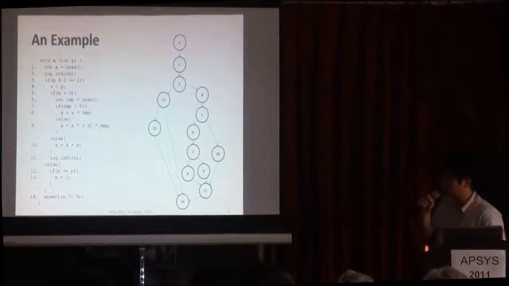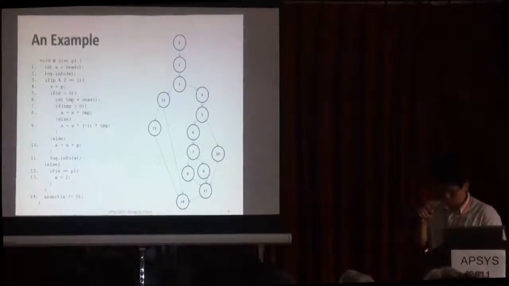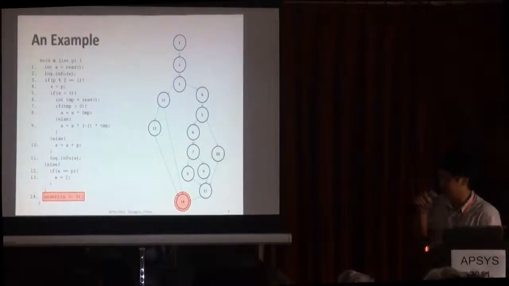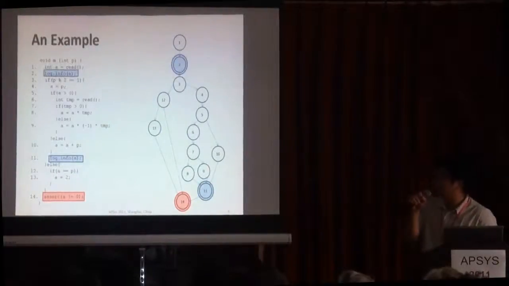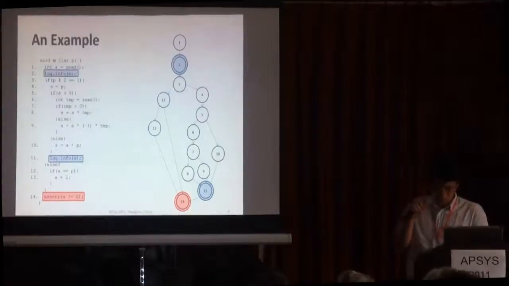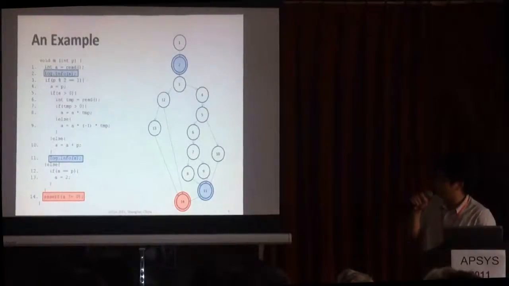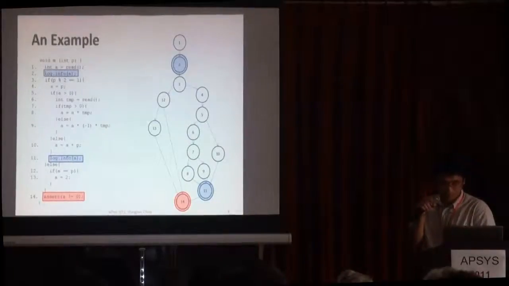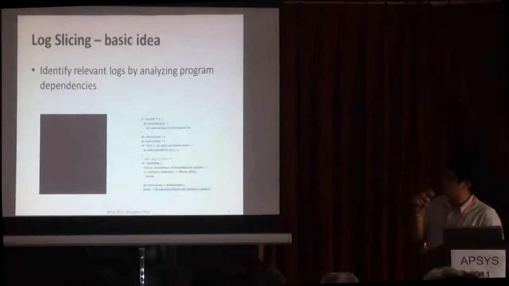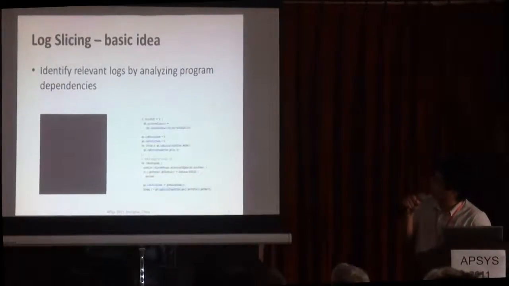Here is an example program. Please do not read it. We just have to notice that there is an assertion at line 14 and two logging statements at lines 2 and 11. On the right-hand side is a control flow graph of this program. And now I will introduce the technical details of AutoLog.